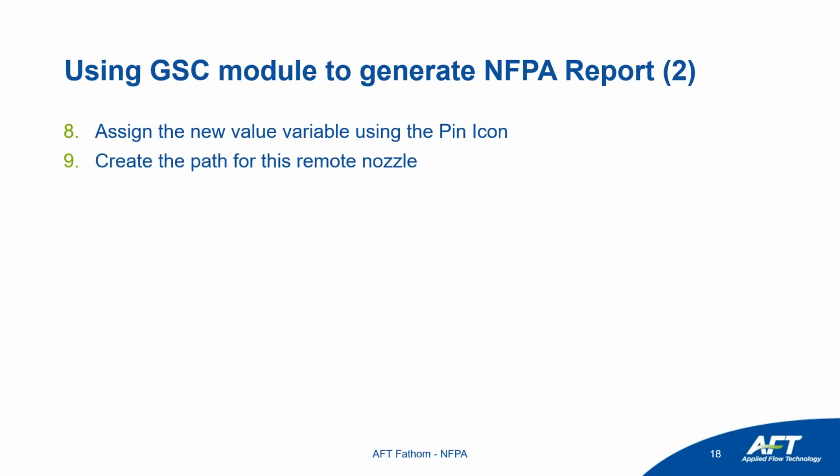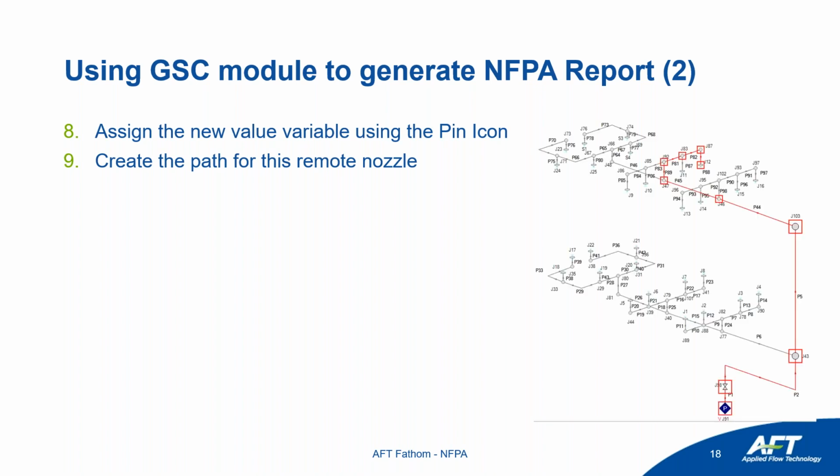We transfer the data. We create a path to the remote nozzle. So we saw here that GSC told us the remote nozzle is G12. You see how it's not evident anymore? The remote nozzle is G12. It's located right here. So this is not easy to detect, and GSC helped us find it. So we create a path down to generate an NFPA report to that path.